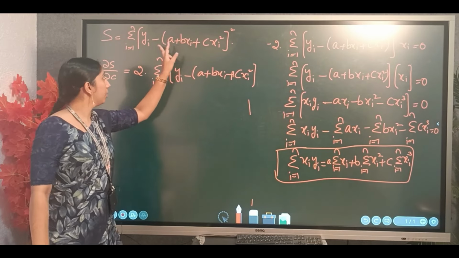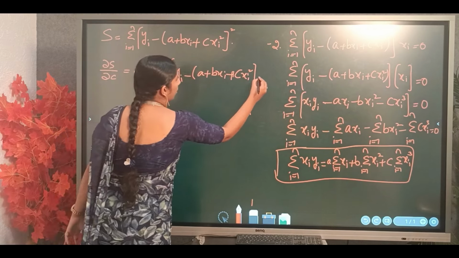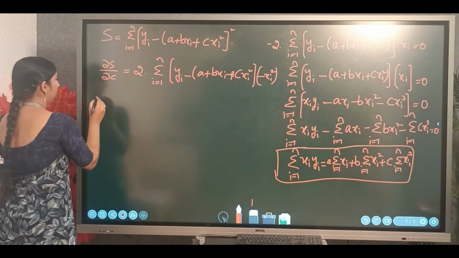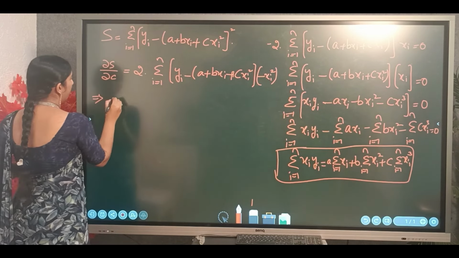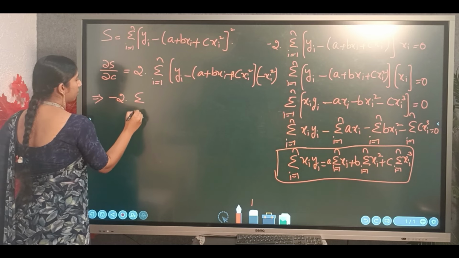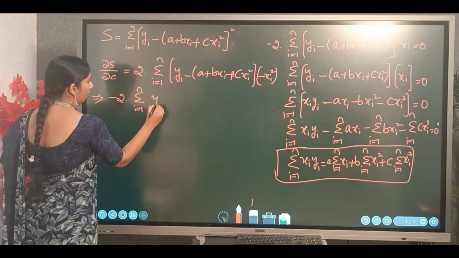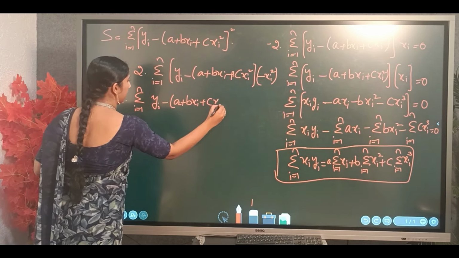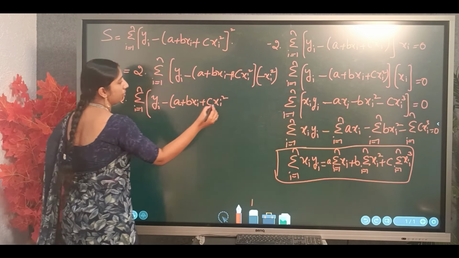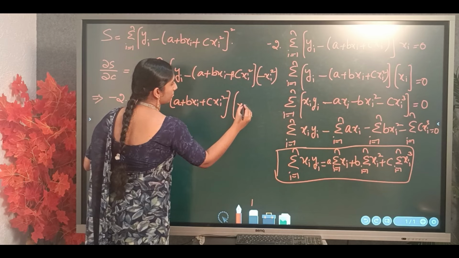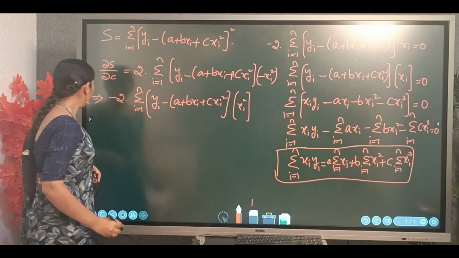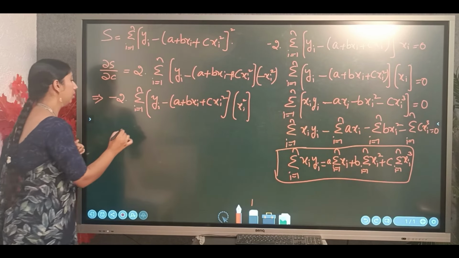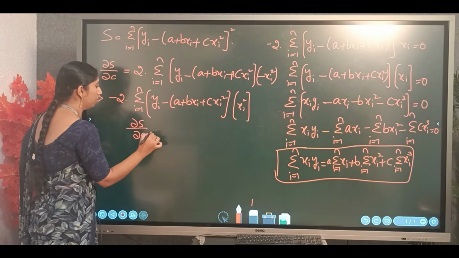Here there is a c term. So minus into plus, minus, what do we have there? Minus xi squared. So we place the minus this side: minus 2 into summation i equals 1 to n of (yi minus (a plus b xi plus c xi squared)) into, here there is a term that is xi squared. Earlier we considered ∂S/∂a equal to 0, ∂S/∂b equal to 0. In the same way ∂S/∂c is equal to 0.